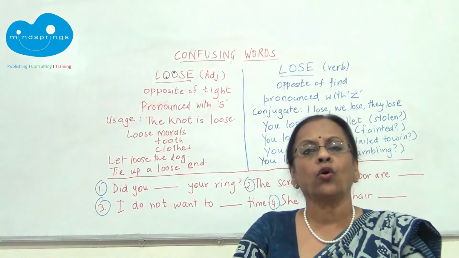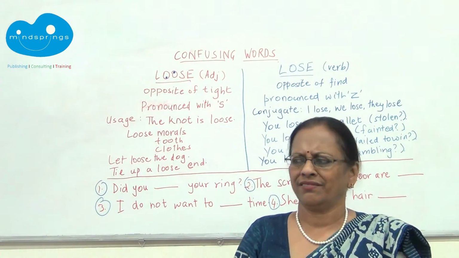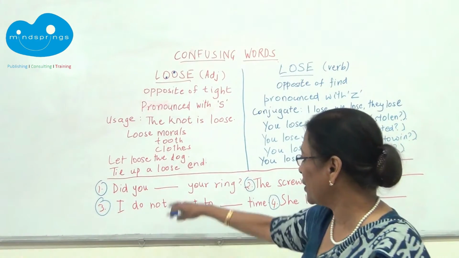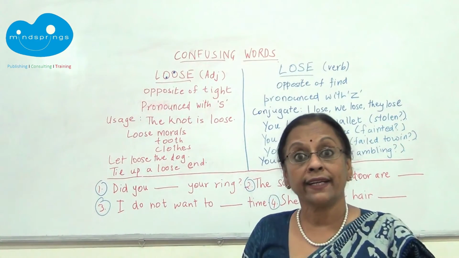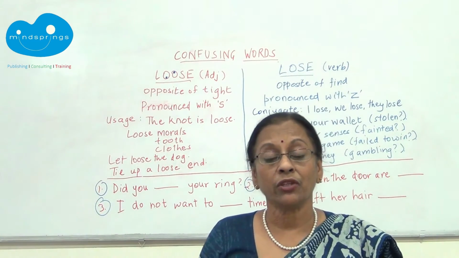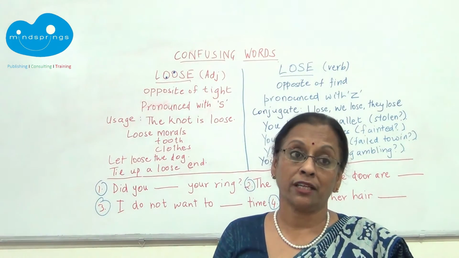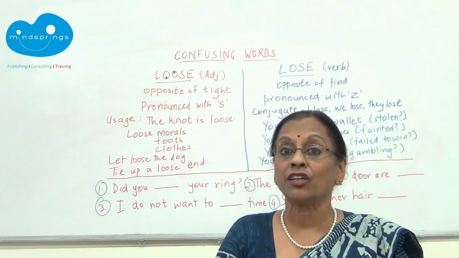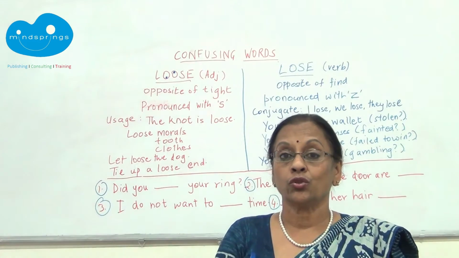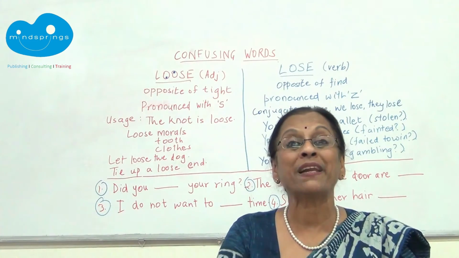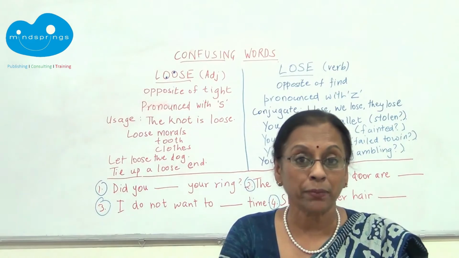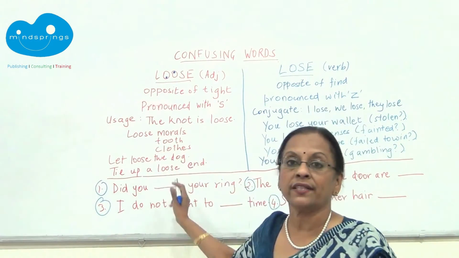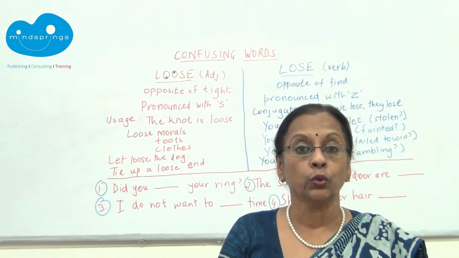Let loose the dog. If you say let loose the dog, it means you've tied him up, he's barking his head off, let loose the dog. You also say tie up a loose end. Tie up a loose end means that something is not completely conclusive, it's not finished, so you want to make sure that you go and complete the task. So once you tie up a loose end, the work is over. So these are the various ways in which you can use this word loose.